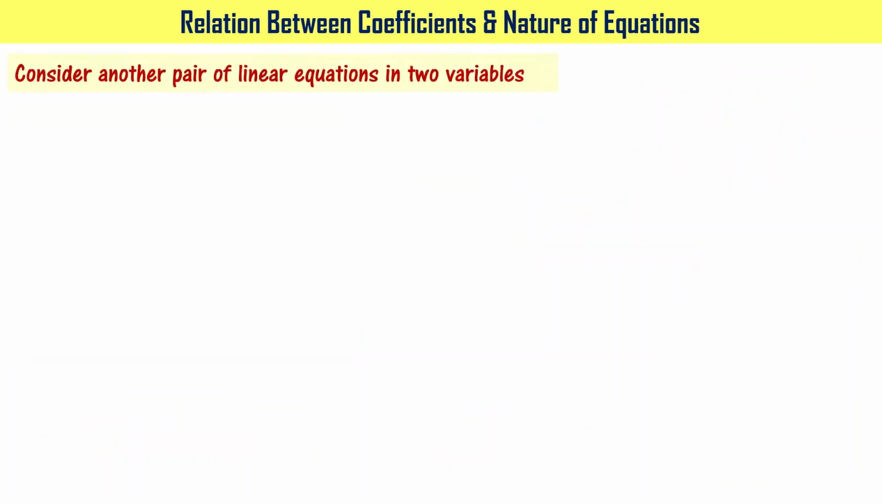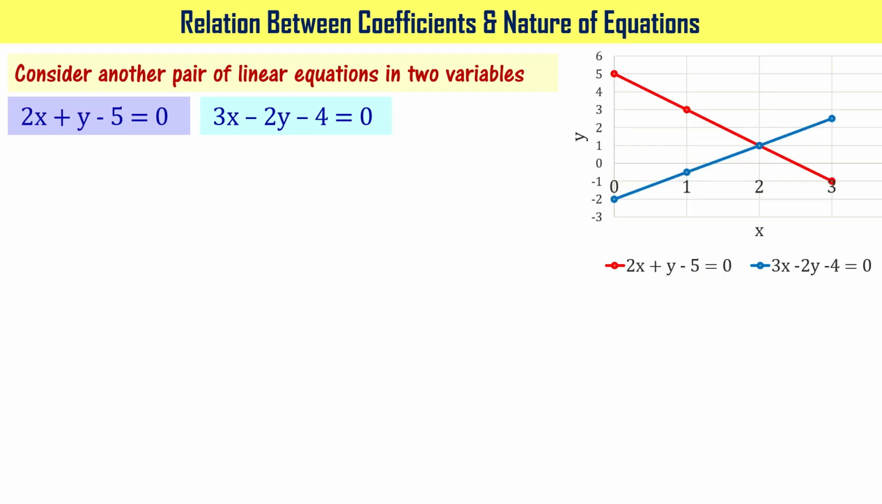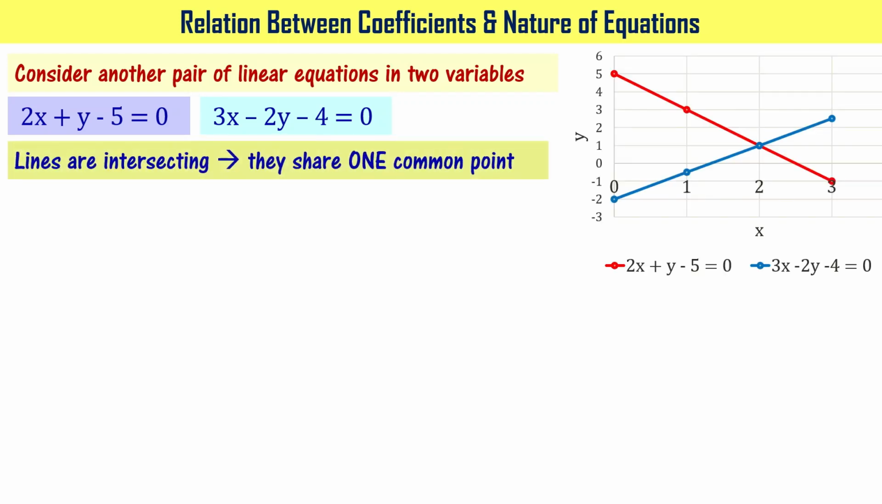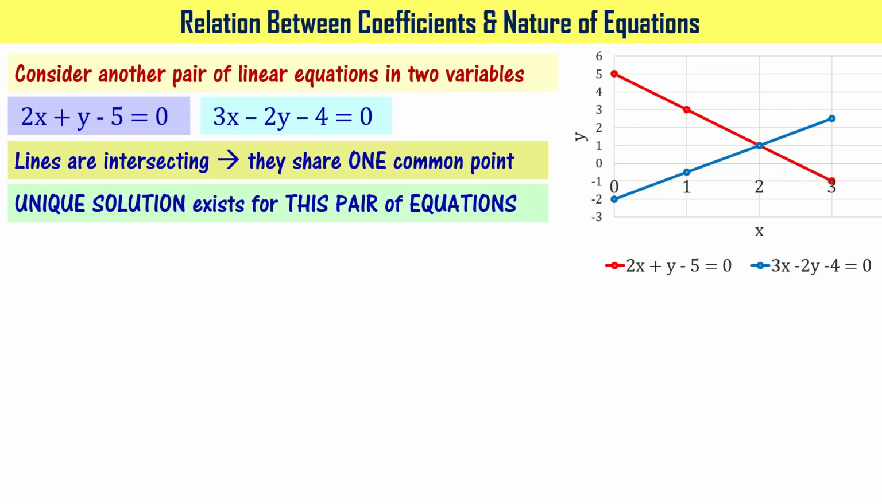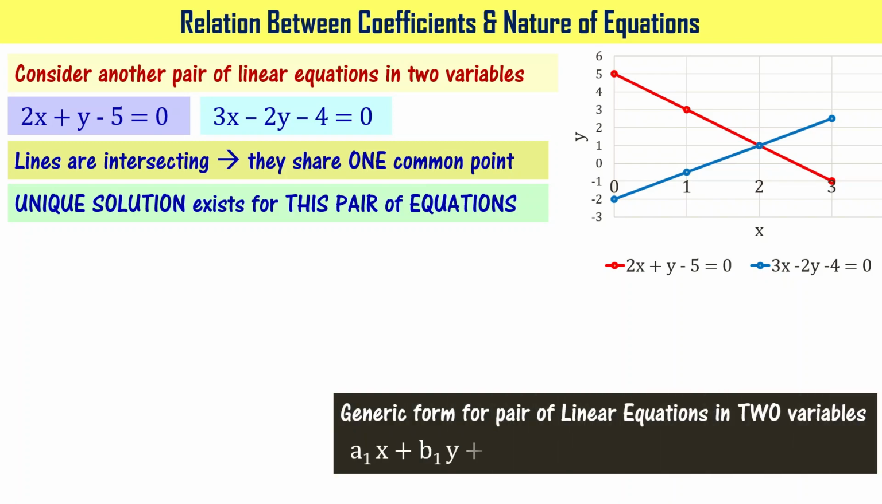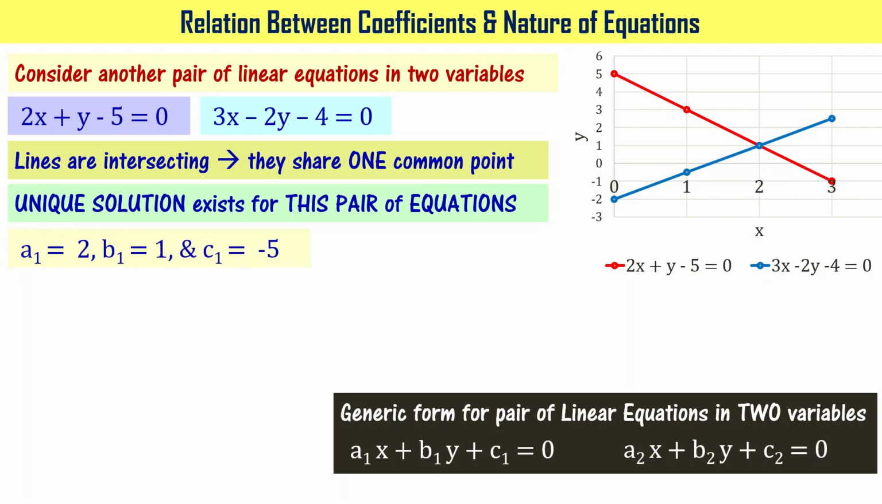Let's consider another pair of linear equations in two variables. Those are 2x plus y minus 5 equal to 0 and 3x minus 2y minus 4 equal to 0. When you plot them, you get a figure like this. The lines are intersecting and they share one common point. It means there exists a unique solution, right? Now let's compare the given equations with the generic form for a pair of linear equations so that you can say a1 equal to 2, b1 equal to 1, and c1 equal to minus 5, a2 equal to 3, b2 equal to minus 2, and c2 equal to minus 4.